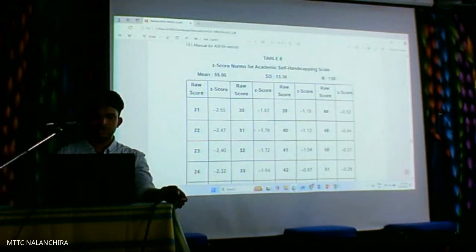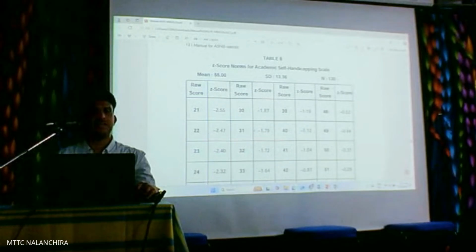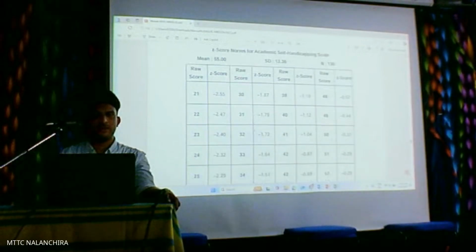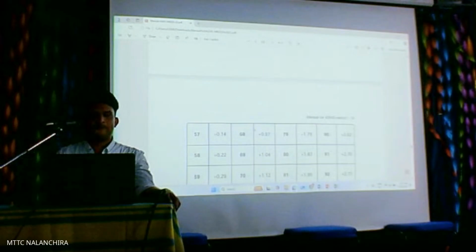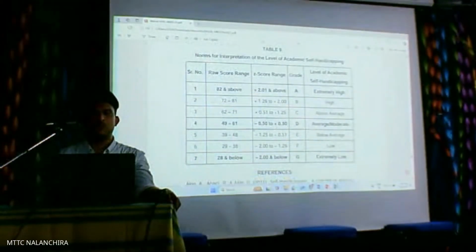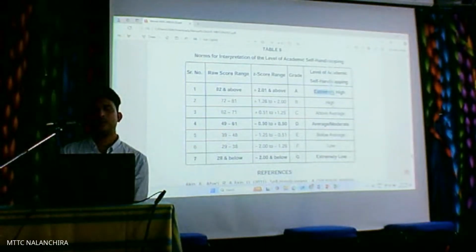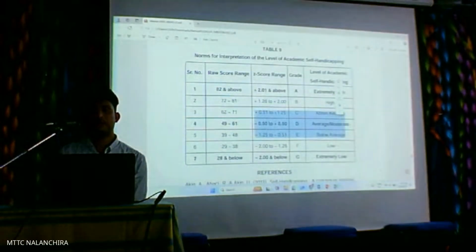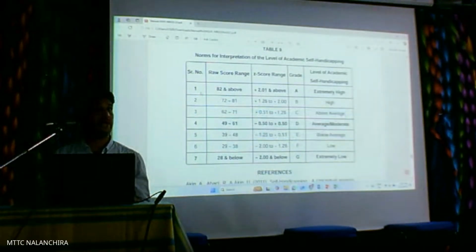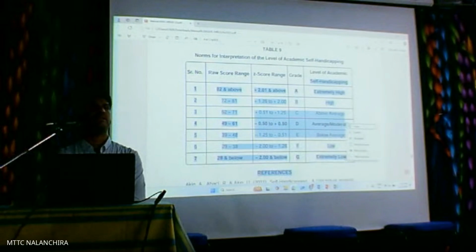It is easy. You can also see some of the references. Books like Garrett will give you an idea about how to convert into Z-scores. Garrett, you must have read of Garrett. These are some of the Z-scores mentioned, and finally these are the norms that we have developed. Extremely high self-handicapping, high self-handicapping, above average, because we have a 7-range of answers. Average, low, high, you can do that. But here we have made 7 ranges of self-handicapping.